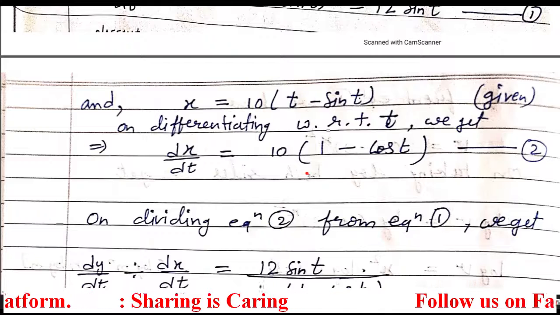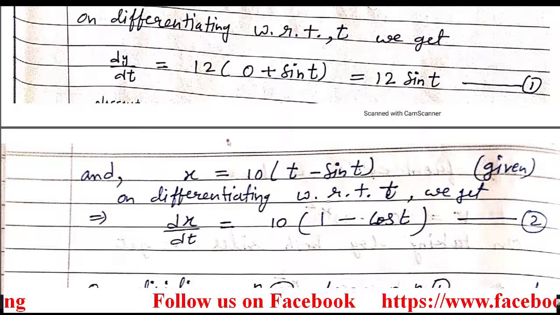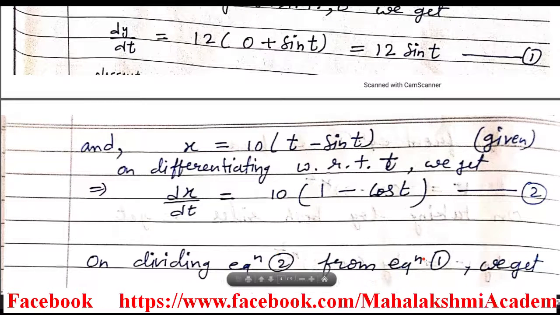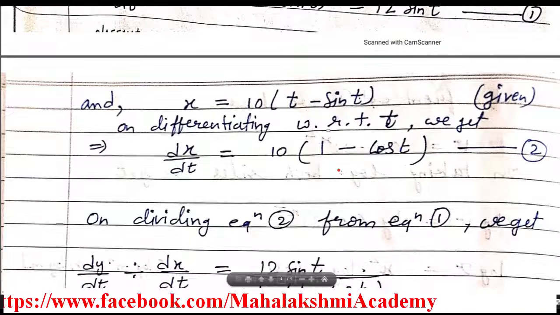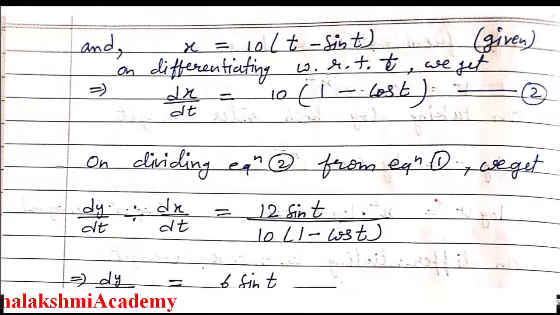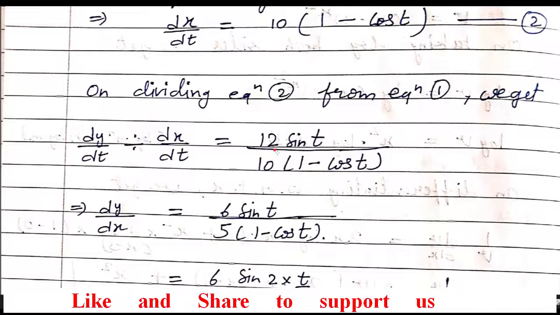Now we divide this equation. Here I think I wrote it wrong. Equation 1 will be divided by equation 2. So change it, students, in the statement: divide equation 1 by equation 2. That will give you this line, dy over dt divided by dx over dt. So divide them, and after dividing, first I cancel it by 2.